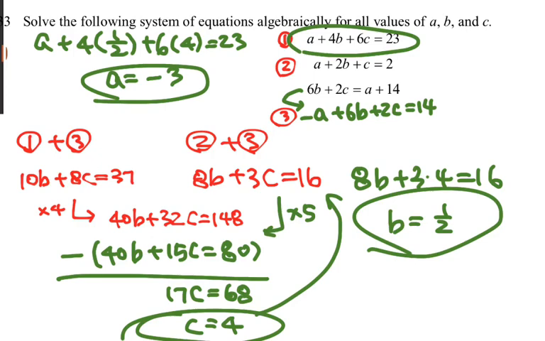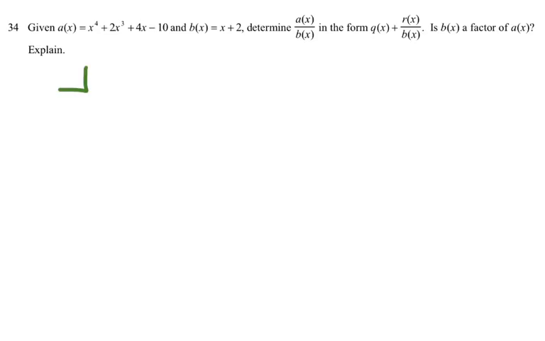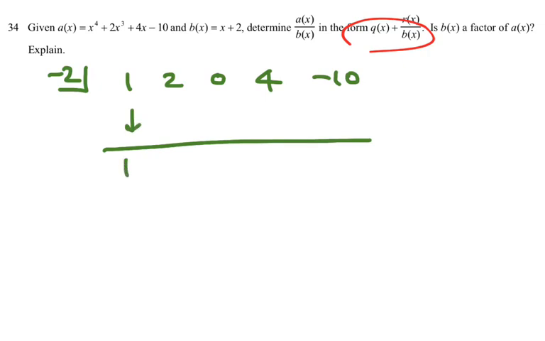All right, let's move on to the next problem, number 34. What they want us to do is divide, and then rewrite this division into this format. So I'm going to use synthetic division here first. -2, because that's the value that makes x plus 2 equal to 0. And then writing down the coefficients of the terms with x. So 1, 2, 0, because we don't have an x squared term, and then 4 and -10. So let's get going. First number is 1.